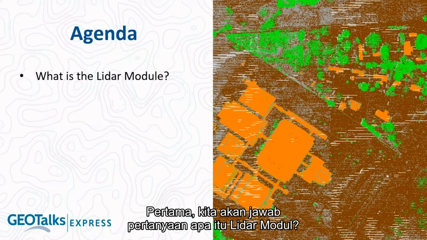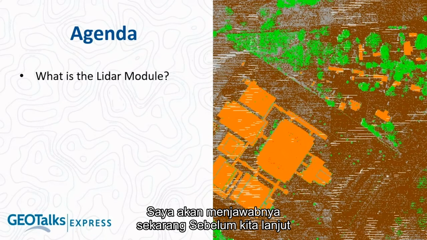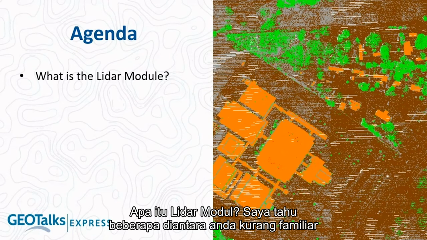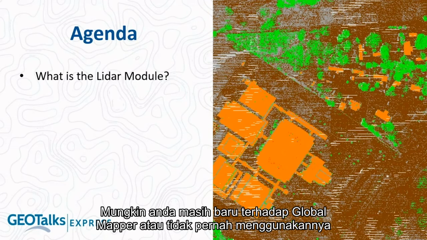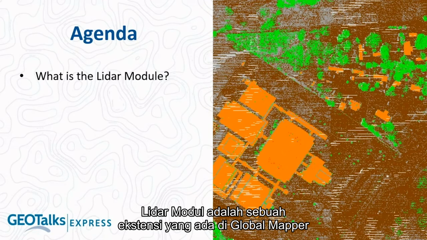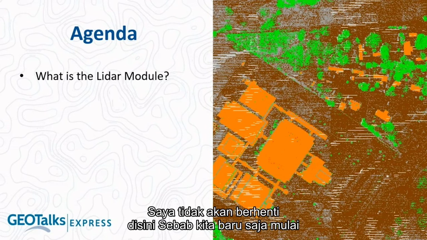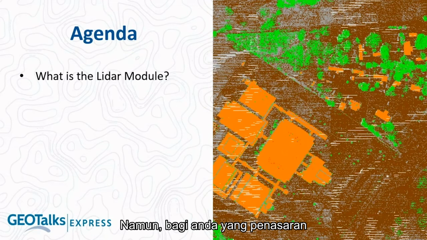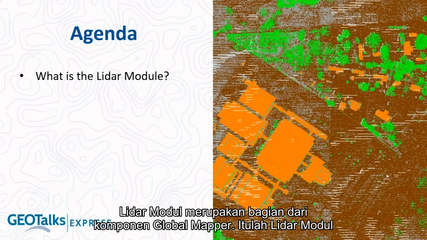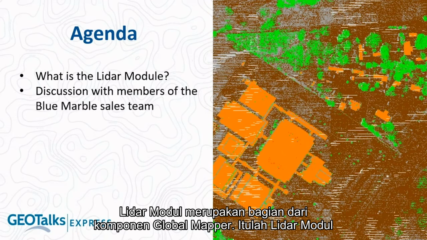This is very simple. We're going to answer the question first, what is the LiDAR module? I know there's probably some of you out there that are not familiar with this. Maybe you're new to Global Mapper and maybe never used Global Mapper. The LiDAR module is an add-on. It's something you can add to Global Mapper to allow you to do a lot of processing and analysis of point cloud data. I'm going to stop there because, as you'll see, as we go through our session today, we'll elaborate and expand on that definition. But for those of you who are wondering what this is all about, that is what it is. It's a component of Global Mapper.